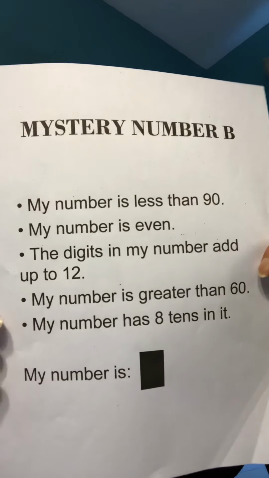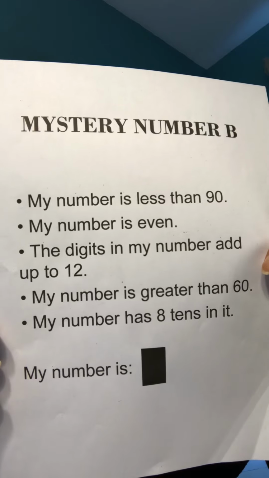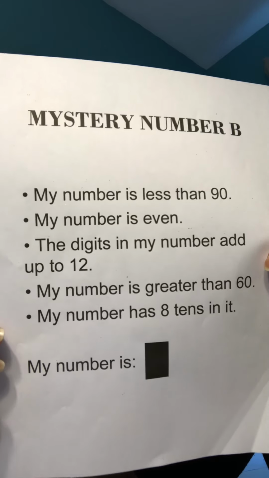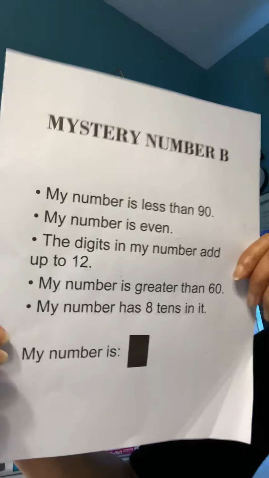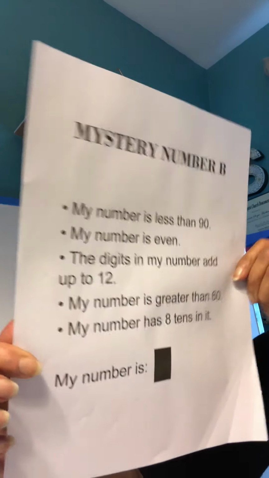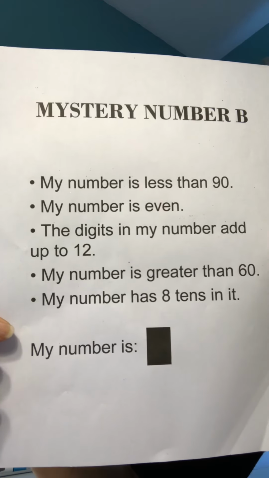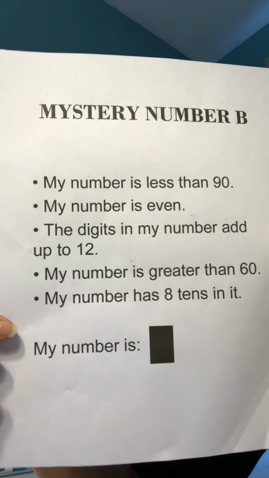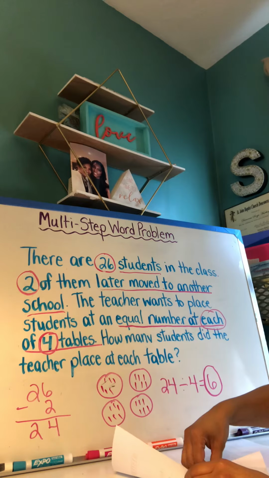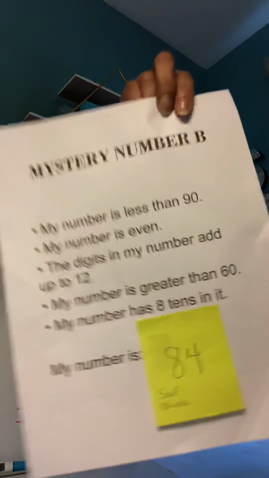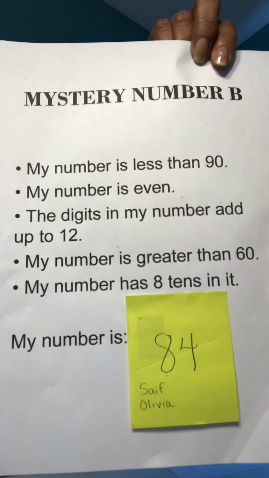So it says my number is less than 90, my number is even, the digits in my number add up to 12, my number is greater than 60, and my number has 8 tens in it. What number do you think it is? Well, your answer should have been 84. And I had a few students who showed me their work and they sent it to me.